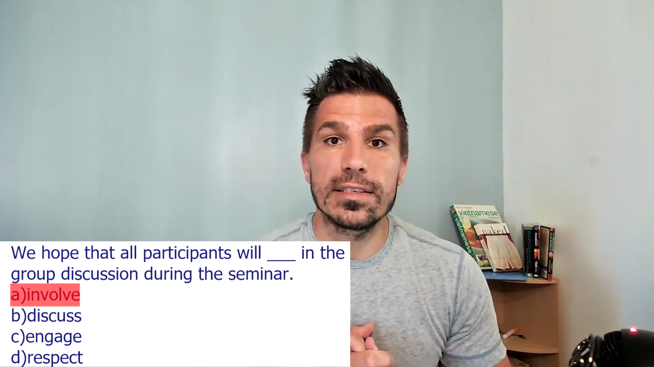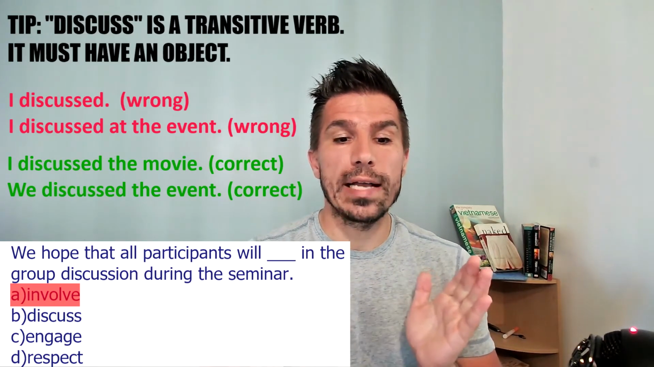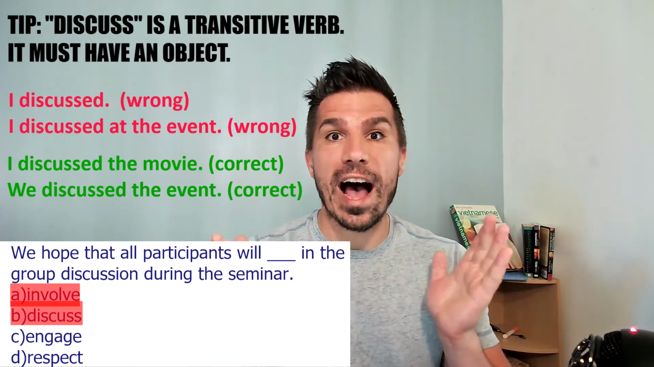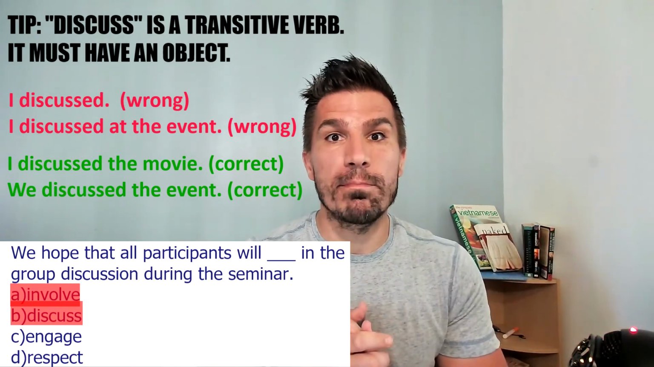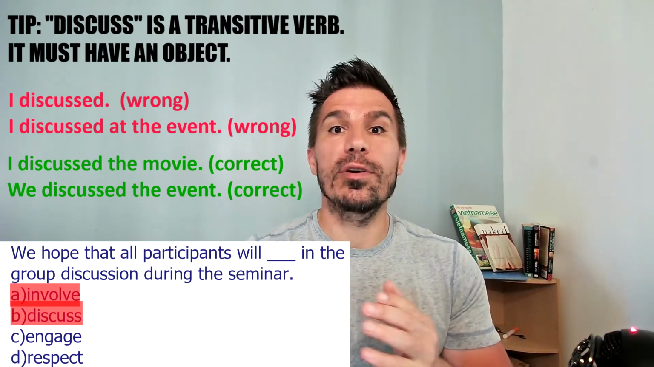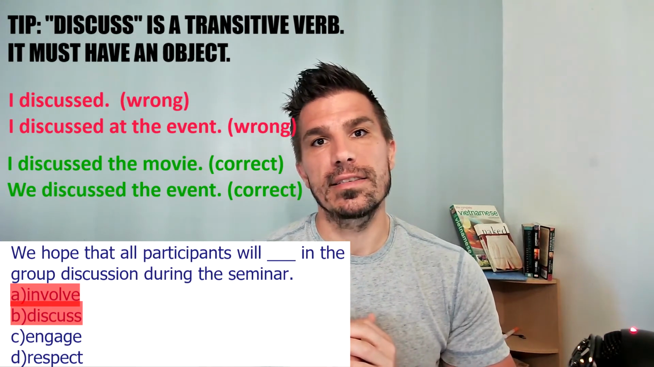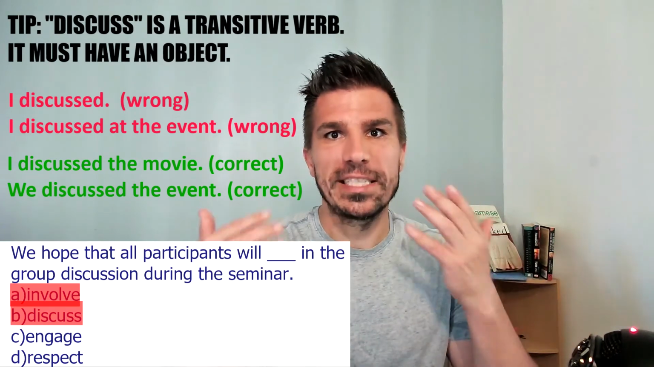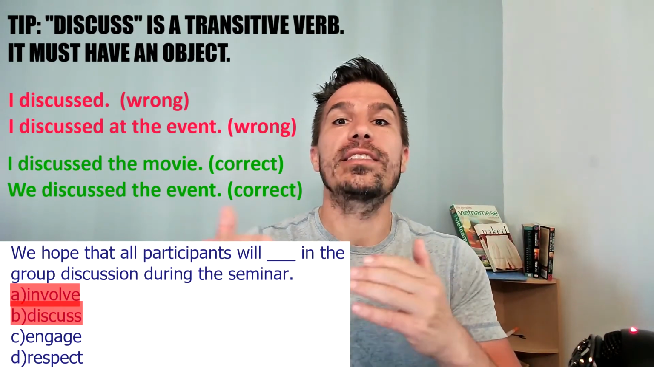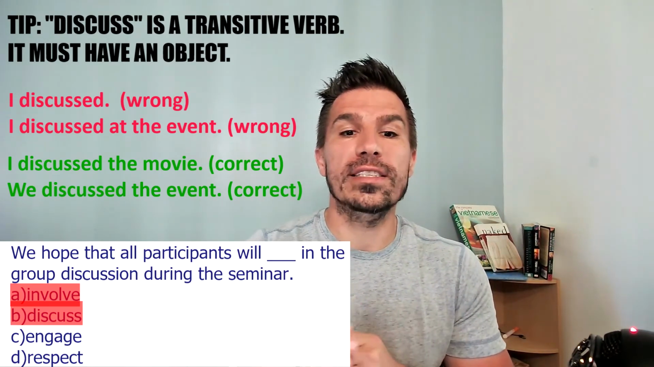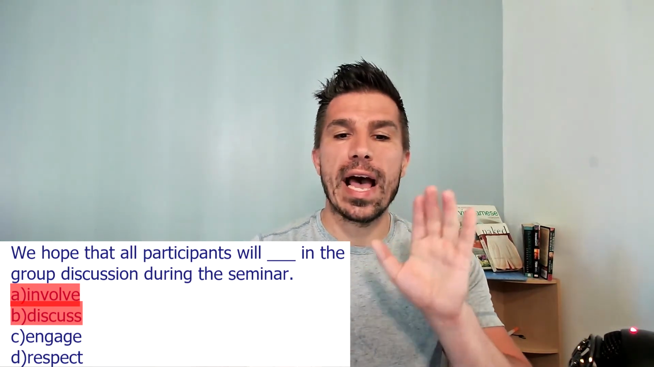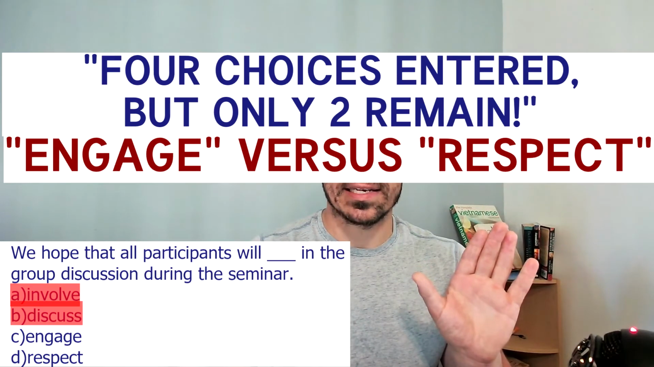The next one, discuss. Why is discuss wrong? Because discuss is like involve. It must have an object. So if I say, I discussed, you're going to say, you discussed what? Give me some details. So we discussed the movie. We discussed the event. All right. So now we have engage and respect.